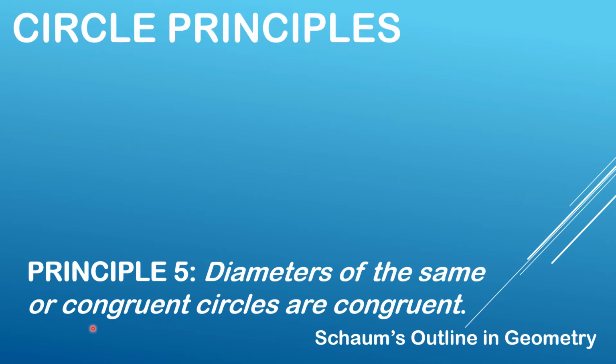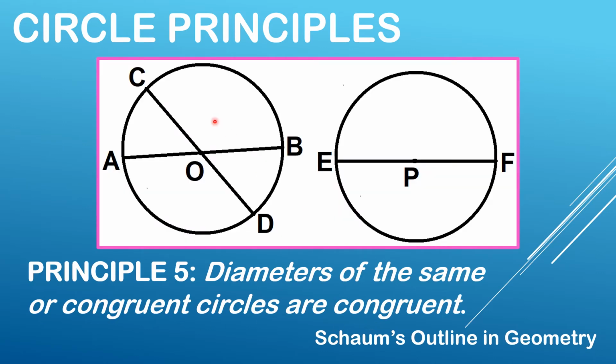Principle 5. Diameters of the same or congruent circles are congruent. So notice that in this circle, its diameters are of course congruent. Now if these two circles are congruent, then its diameters are congruent. So diameter EF is congruent to any of these two diameters.